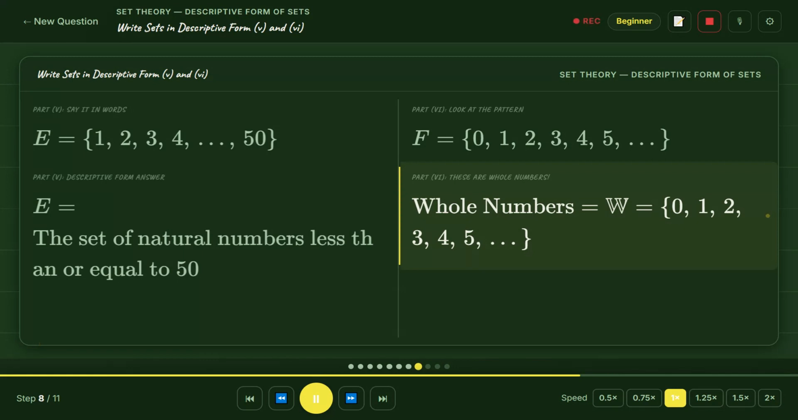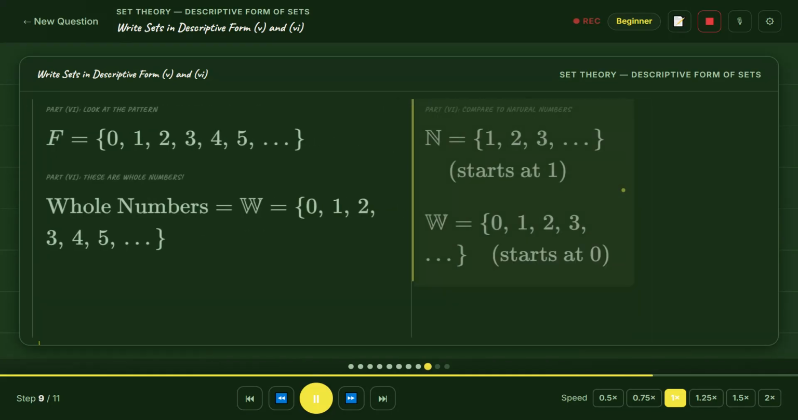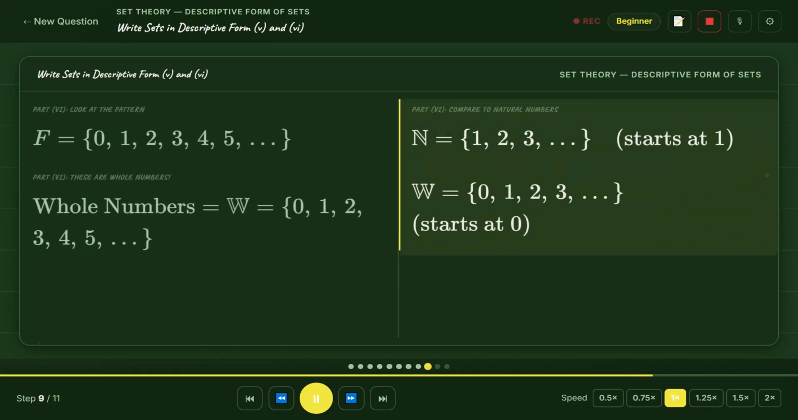Whole numbers are just like natural numbers, but they also have 0. See the difference? Natural numbers start from 1, but whole numbers start from 0. Since our set F starts from 0, it is the set of whole numbers.